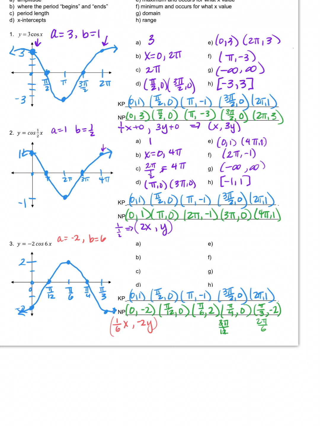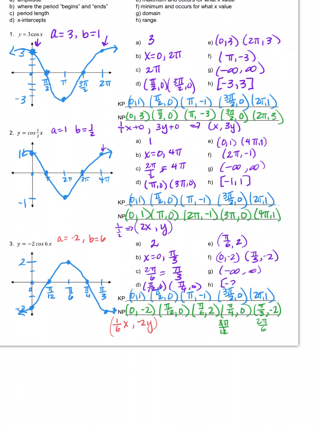All right, properties. Amplitude is 2. Where does it start? It starts at 0, ends at pi over 3. So 2 pi over 6 reduces to pi over 3. That's the period length. X-intercepts are at pi over 12, 0, and at pi over 4, 0. Maximum, there's only one maximum here, and it's at pi over 6, 2. But now I have two minimums, don't I? This was at 0, negative 2, and at pi over 3, negative 2. Domain is all real numbers, and range negative 2 to positive 2.